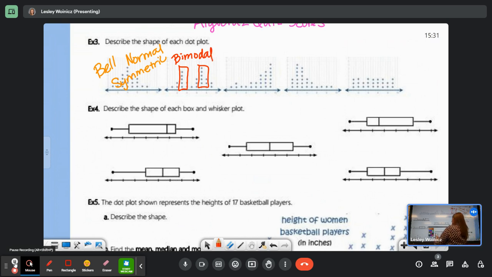The next one is skewed left. Here's my lump. Here's my tail. Fourth one, skewed right.